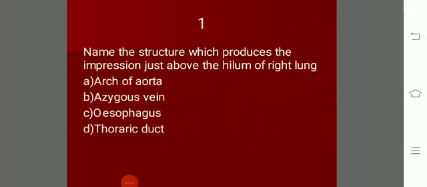So now we are going to discuss certain questions on pleura and lung. Just read that question. Name the structure which produces impression just above the hilum of right lung. What is the answer? It is azygos vein.